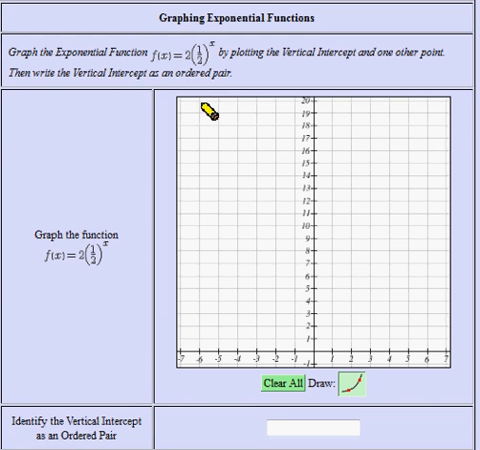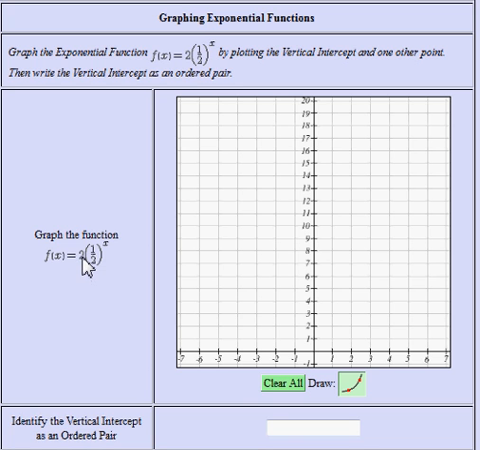In this problem, we're given an exponential equation of the form y equals ab to the x. We're asked to plot the vertical intercept and one other point, and then write the vertical intercept as an ordered pair. So from a previous video, you learned that if you have an exponential equation of the form y equals ab to the x, it's the a that would be the vertical intercept.